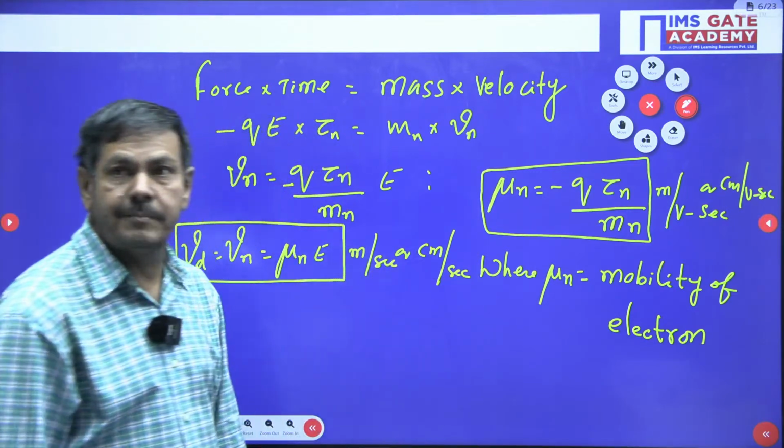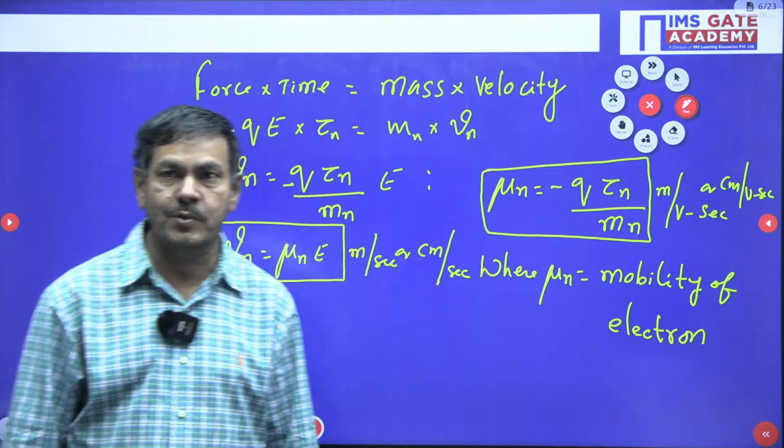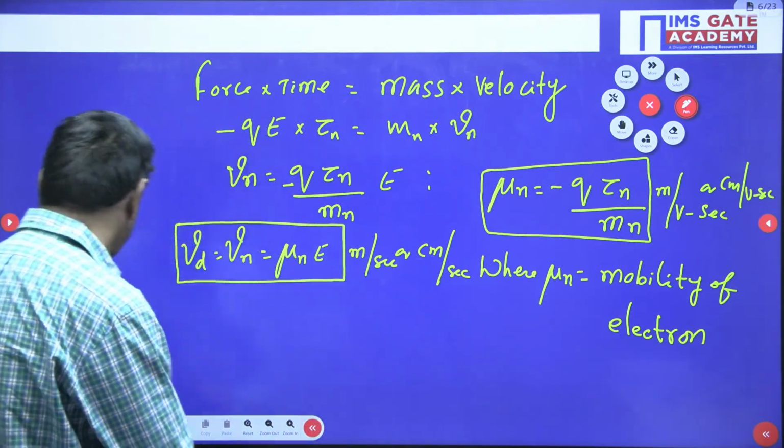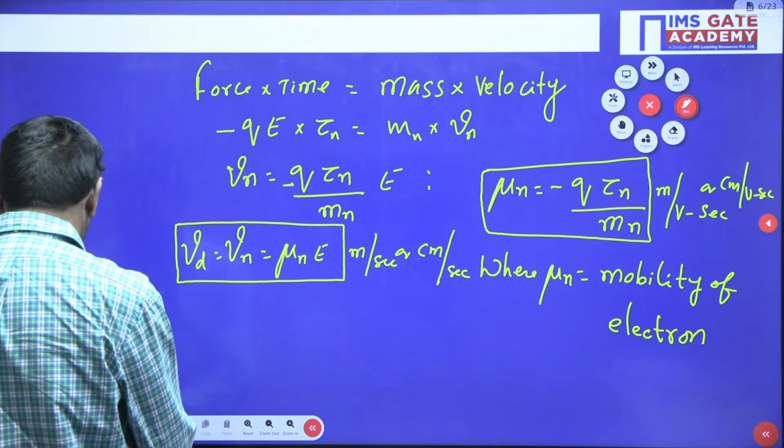These units are very important in electronic devices and circuits. So that's why I am giving all these. Understand my point. This information is required regarding the drift velocity.